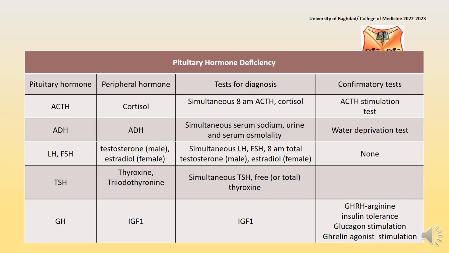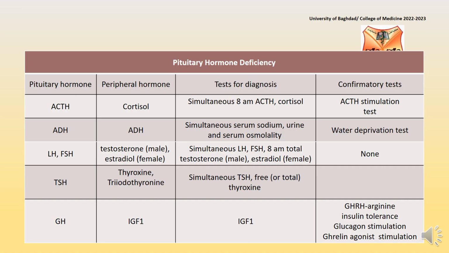Antidiuretic hormone, the test for diagnosis: simultaneous serum sodium, urine and serum osmolality, just as in the excess hormone. The confirmatory test is the water deprivation test. LH and FSH, peripheral hormones testosterone and estradiol, test for diagnosis: simultaneous LH and FSH and 8 a.m. total testosterone in male and estradiol in female. There is no confirmatory test.